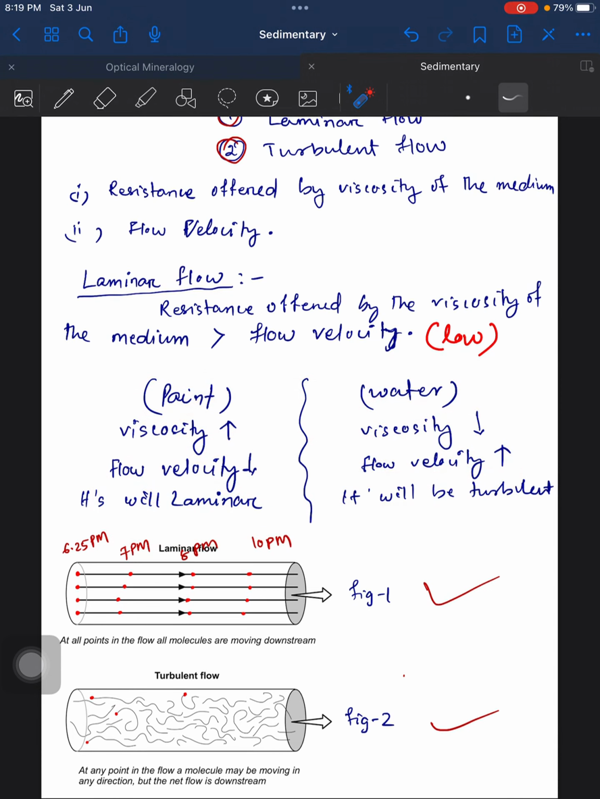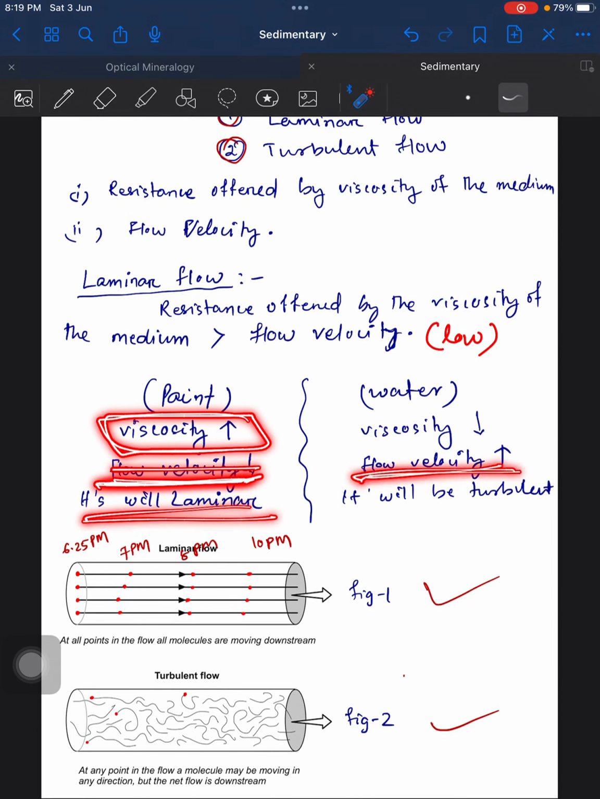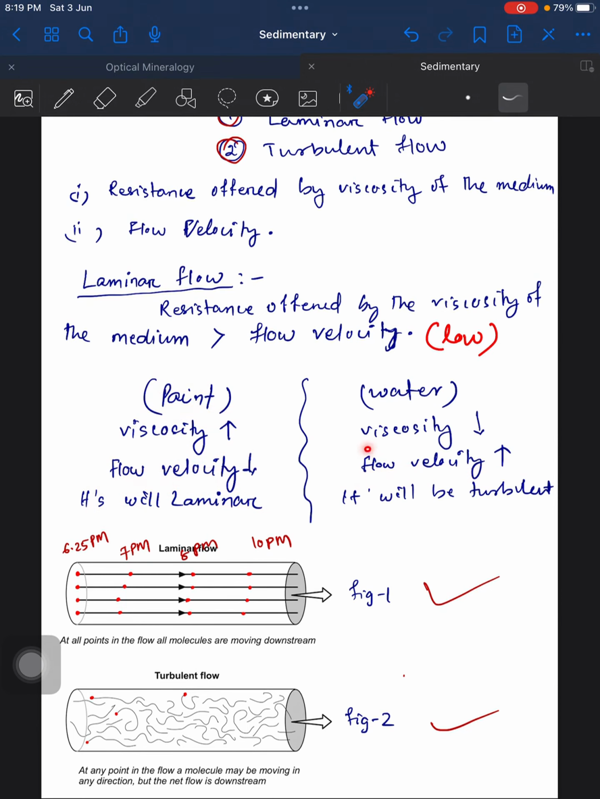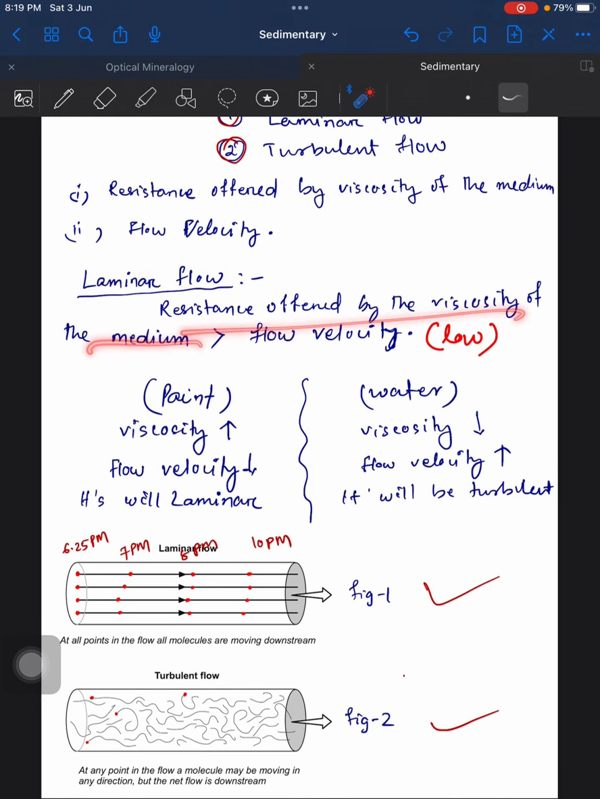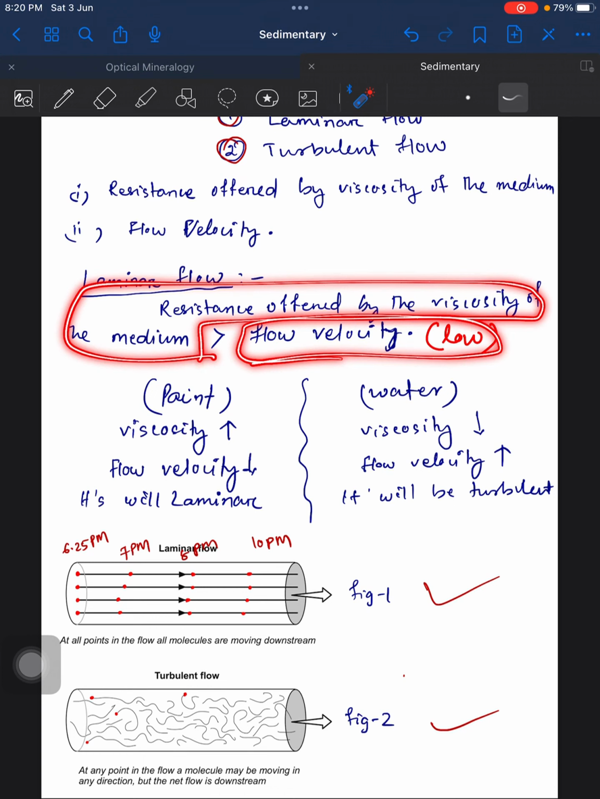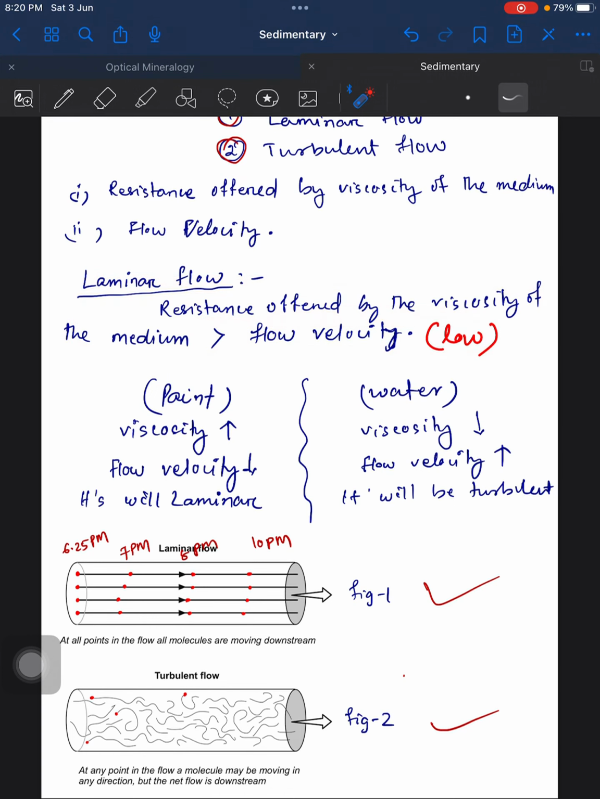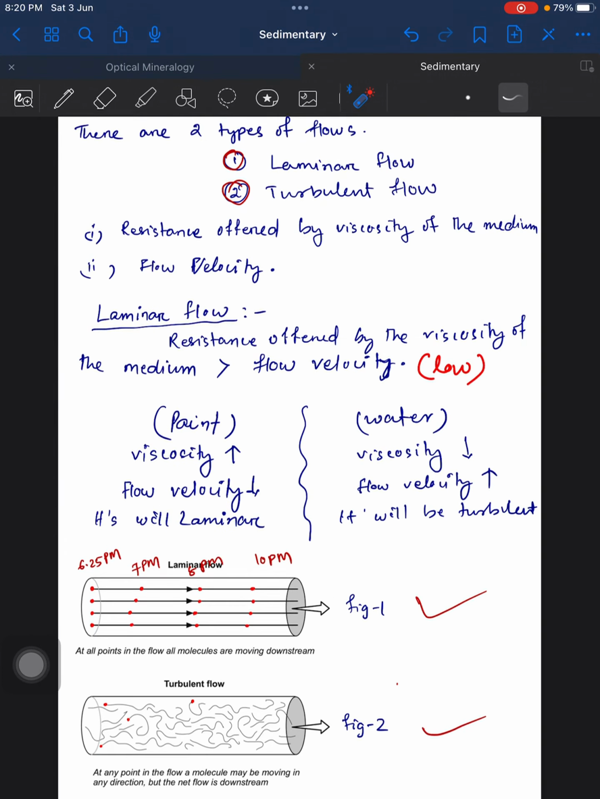Okay, so flow velocity यहाँ पे कम होता है, paint अगर flow होगा, flow velocity कम होगा, as the viscosity is very high and flow velocity is very कम, it will be lamellar flow. But here flow velocity जब ज़्यादा हो जाता है water में in comparison to paint, so यहाँ पे viscosity भी कम हो जाता है in comparison to the paint, so it will be a turbulent flow. These are the best examples. So lamellar flow कब होता है ना, जब resistance offered by the viscosity of the medium is greater than the flow velocity of the medium. That means the flow velocity is lower and the resistance offered by the viscosity of medium is higher. Then only in that condition the lamellar flow is possible.